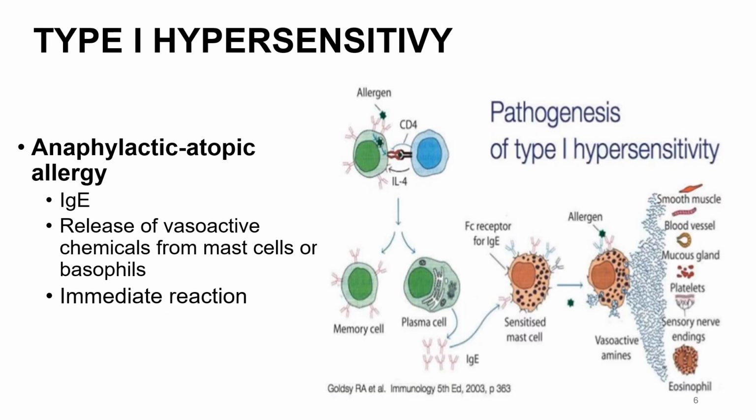Now we zoom in on type 1 hypersensitivity, also known as anaphylactic or atopic allergy. This is the classic immediate reaction, and yes, immediate means minutes, not hours or days. Here's the sequence. Allergen exposure, IgE production, IgE binds mast cells. Then we have re-exposure, which equals mast cell degranulation. We have release of vasoactive chemicals. Those chemicals like histamine cause vasodilation, increased vascular permeability, smooth muscle contraction, and mucus secretion.